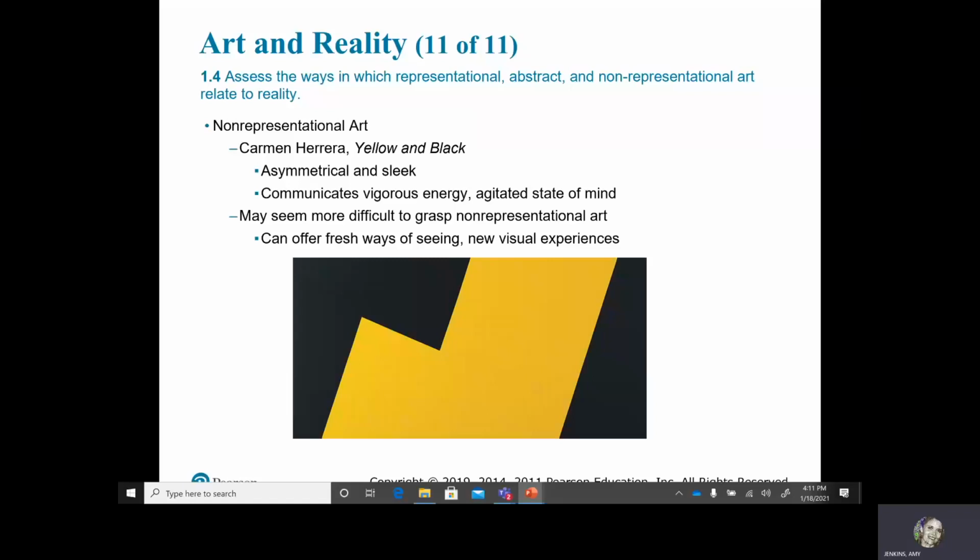Here's another non-representational art by Carmen Herrera. It's called Yellow and Black. It is asymmetrical and sleek. It communicates a vigorous energy, maybe an agitated state of mind. May seem more difficult to grasp. Non-representational art can offer fresh ways of seeing and new visual experiences.